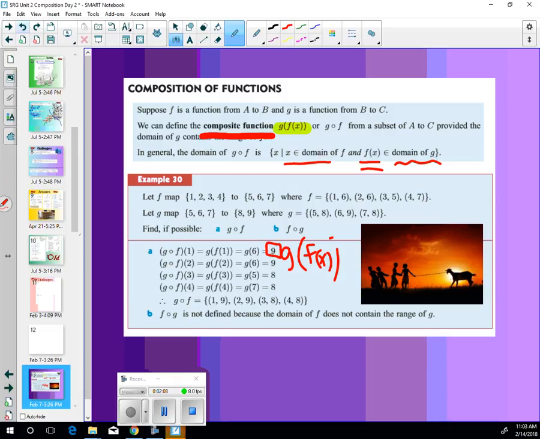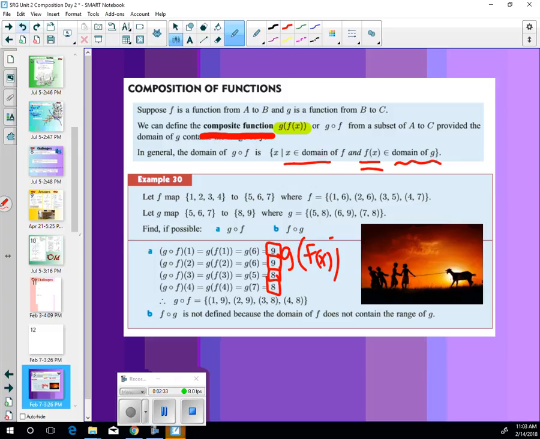Look at what happens for 2. (2, 6). 6, is there a 6? Yep. 9 again. Let's try another one. (3, 5). 5, 8. So we get the 8. (4, 7). 7, 8. We get the 8 again. So the domain of g of f is 1, 2, 3, 4, but the range is only 8 and 9.